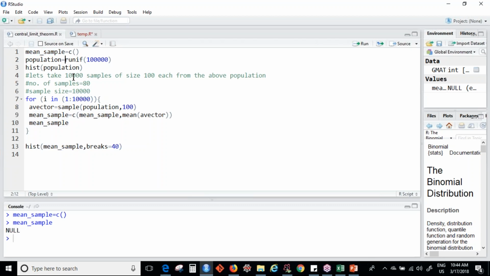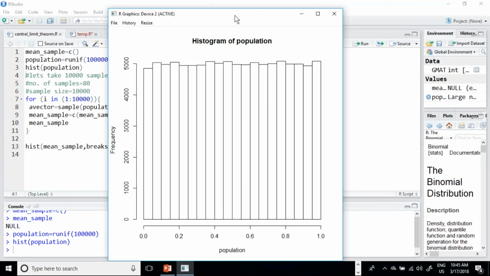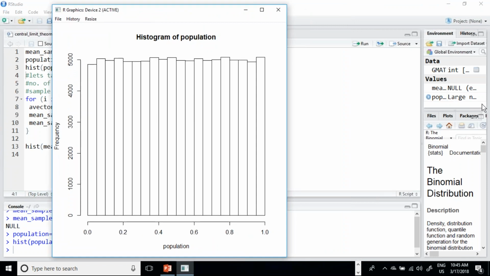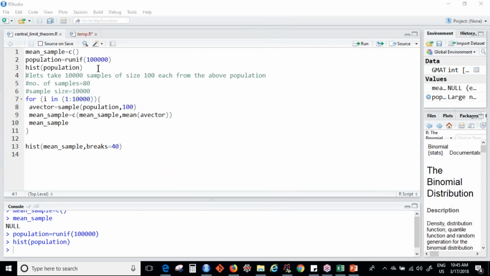Now I first define my population. You already know what this function does. runif creates random numbers from a uniform distribution. So I take 100,000 random numbers from a uniform distribution. If I plot the population, of course it will not be normally distributed. So my population is this, which is uniformly distributed. Just note that this is not at all normal.